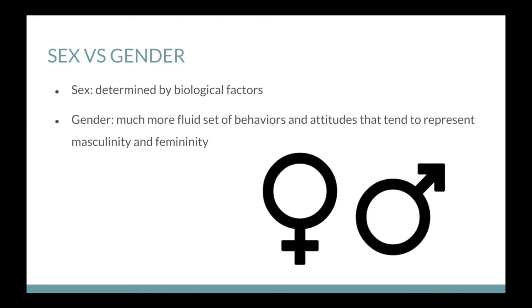In regards to sex versus gender, sex is determined by biological factors. It is the idea that you are born with a specific sex and that you can only be that sex because of biological factors. Whereas gender is much more fluid. It is a set of behaviors and attitudes that tend to represent femininity and masculinity, not your biological composition.